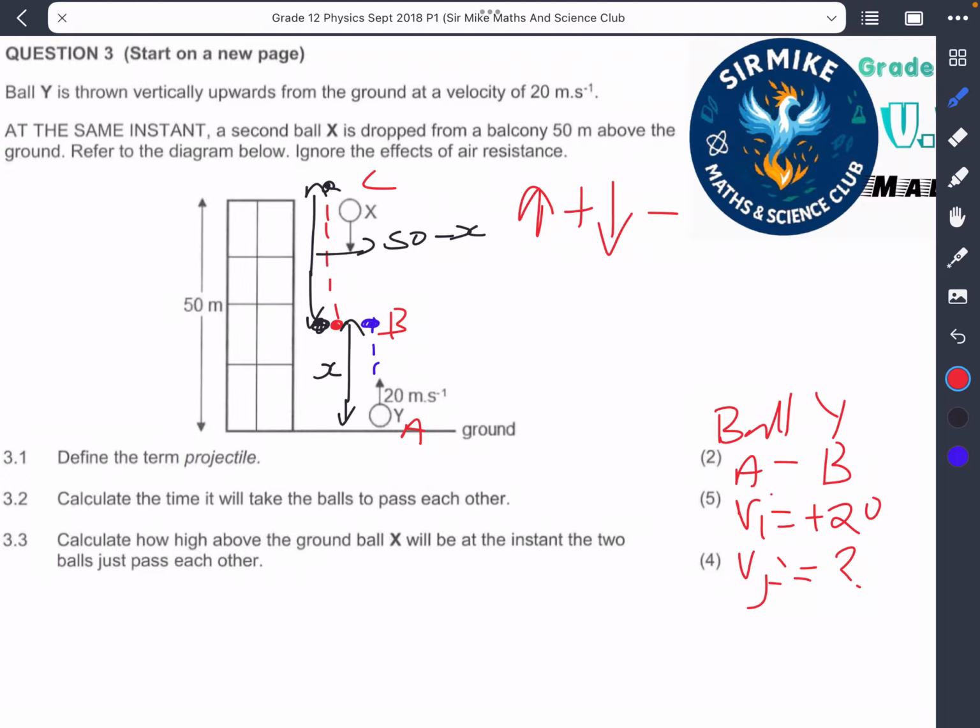So delta y will simply be equal to x, because it was displaced x meters above the ground, and we considered upwards motion as positive. I know that delta t, I'm just going to represent that as t rather. So that would be t. Let me just scroll down again.